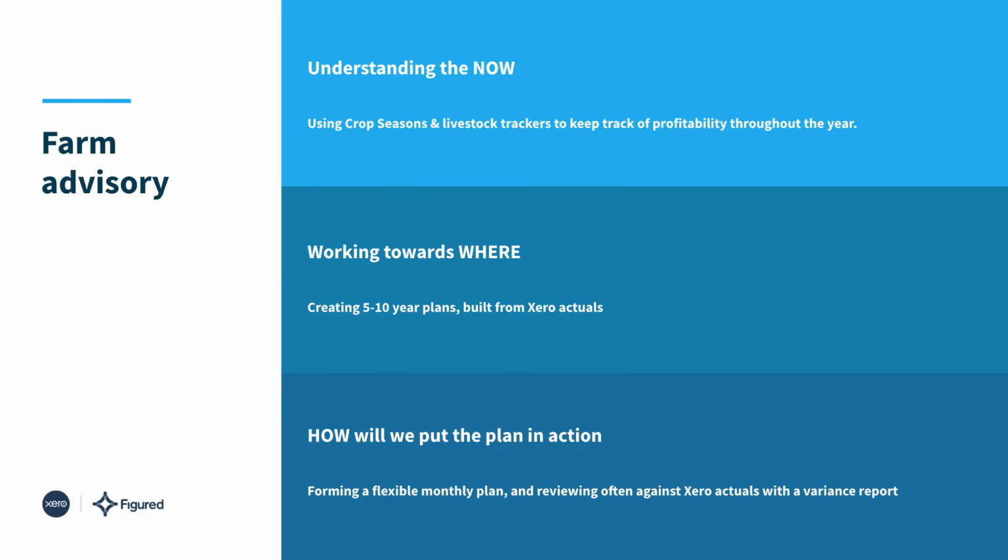This is using the planning grid again to dig into those monthly forecasts and monthly planning that sit alongside your Xero actuals, and let us track our actuals against the plan to make sure we're heading in the right direction. So those are the 3 steps of using Figured: understanding the now, where we are at now, working out where we want to be in the future, and then looking at how we're going to get to that place.